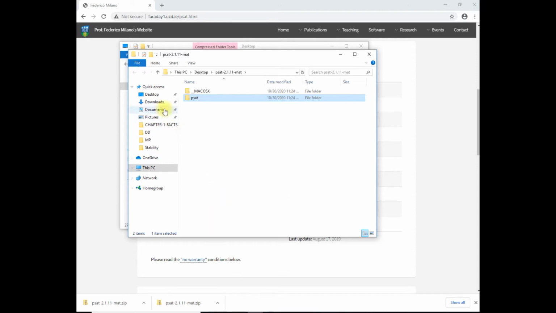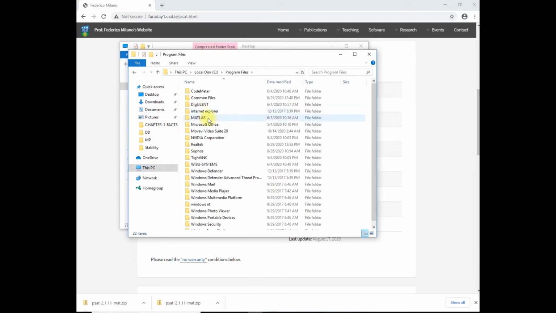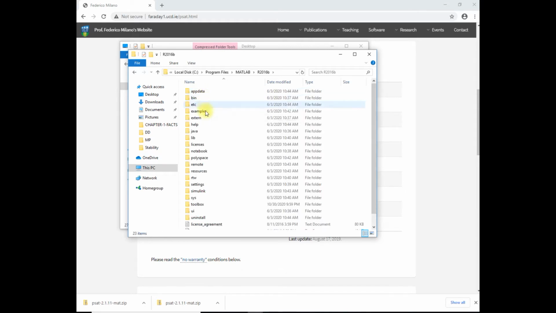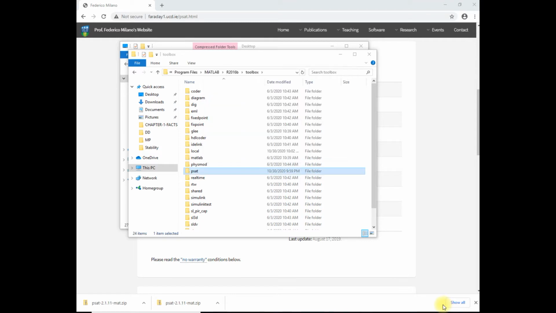Copy this folder into the program files MATLAB folder, 2016A, whichever MATLAB version you have downloaded, 16 or 17. Then go to toolbox and paste this PSAT software here in the toolbox. So you can see that here we paste this PSAT folder in program files, MATLAB 2016A, toolbox.